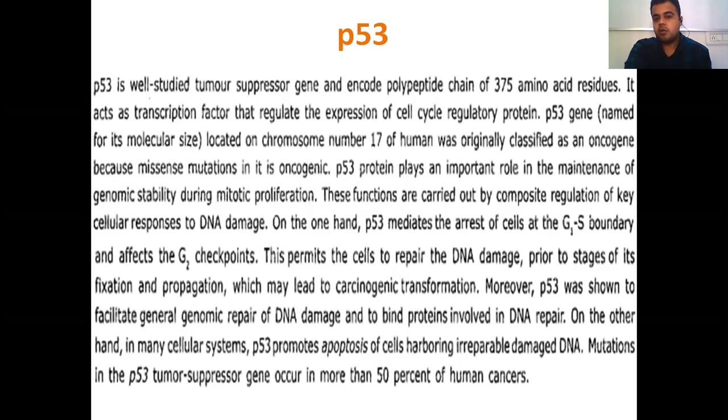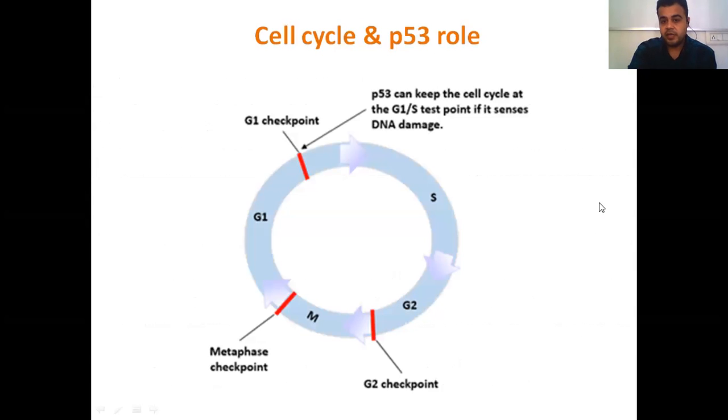Now, p53 basically mediates the arrest of the cell at the G1/S checkpoint, or boundary. As you know, the cell cycle has G1, S, G2. So the first checkpoint is within G1/S, where it basically stops the cell. As you can see over here, this is G1 and S. Over here, at the G1 checkpoint, p53 mainly plays its role, checking whether there is any DNA damage or not.